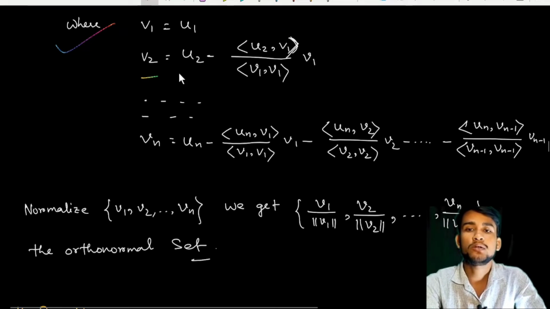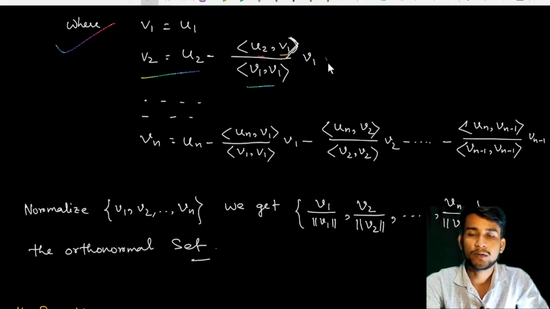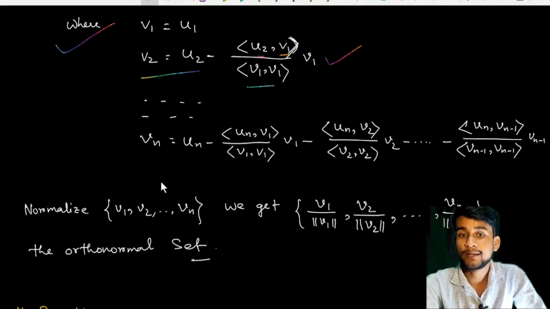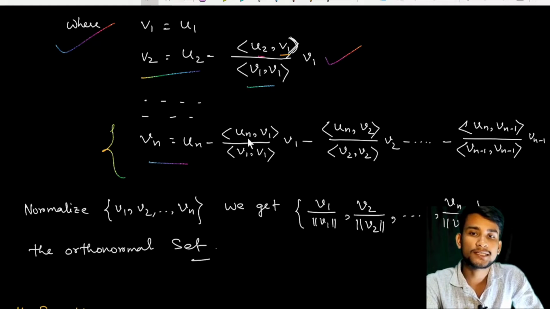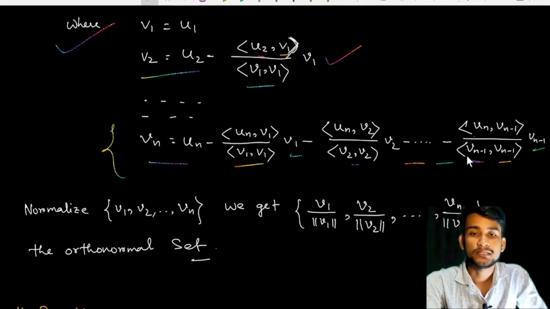So V2 equals U2 minus the inner product of U2 and V1 divided by the inner product of V1 and V1, times V1. The general formula, just remember this line: Vn equals Un minus (Un, V1)/(V1, V1) times V1, and so on, up to (Un, Vn-1)/(Vn-1, Vn-1) times Vn-1. This is the general formula to construct the orthogonal vectors.